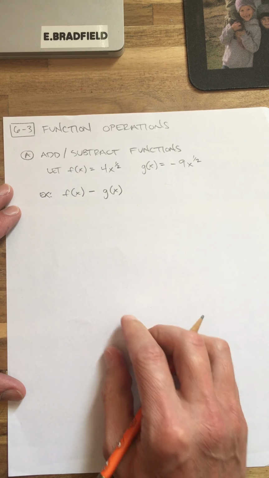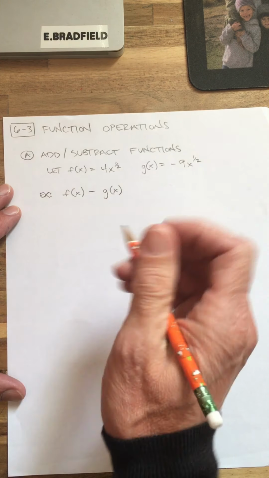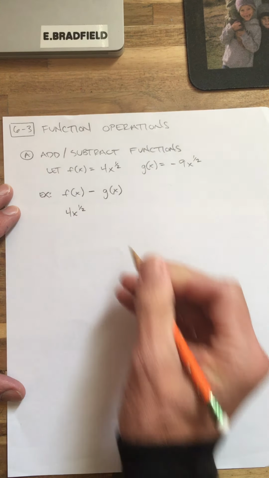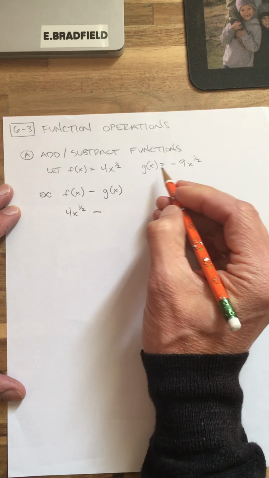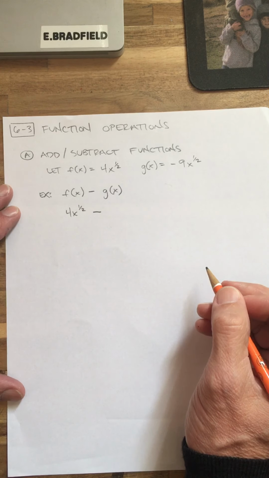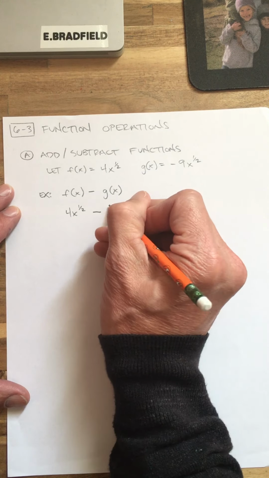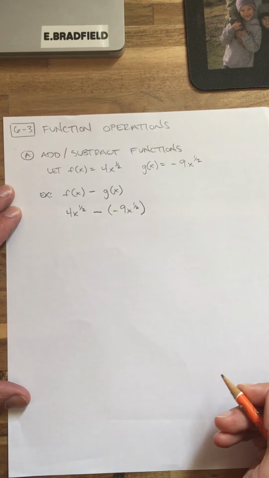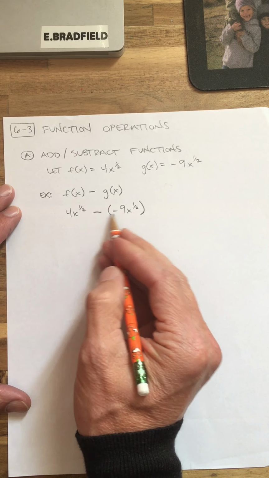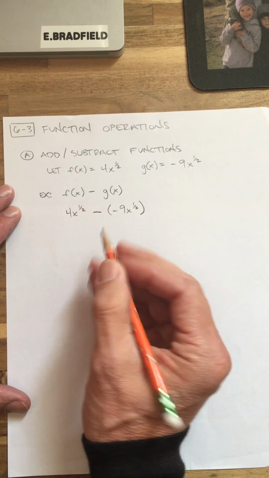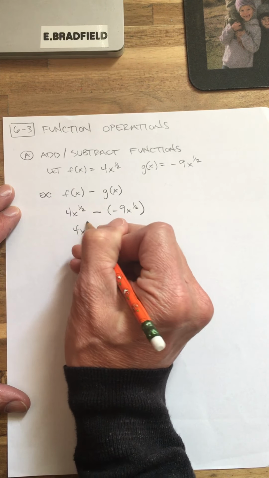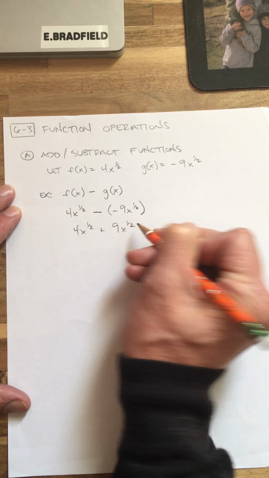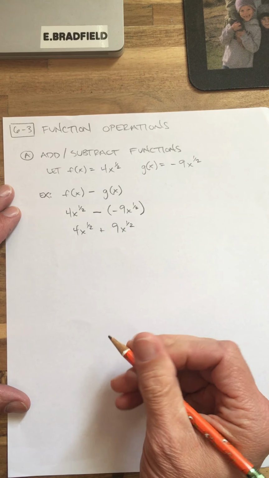All right, so let's substitute. f of x is 4x to the 1/2, so 4x to the 1/2. And then we're going to subtract g of x. Well, g of x is negative 9x to the 1/2, so we're subtracting negative 9x to the 1/2. And if you work this out, negative times negative is going to be positive, so we have 4x to the 1/2 plus 9x to the 1/2. And then we can combine them, right?